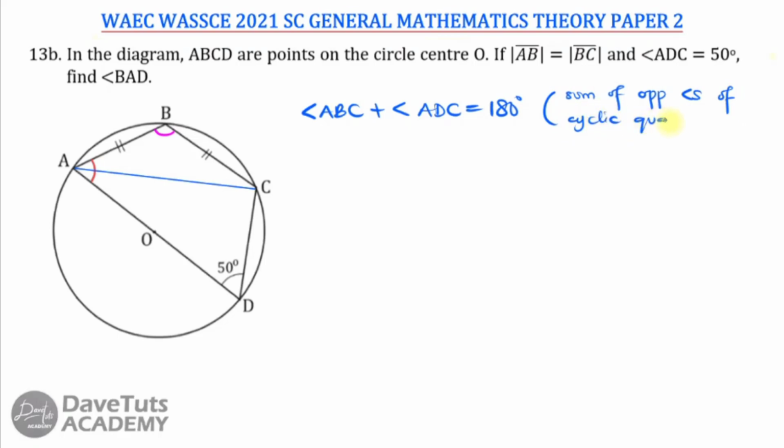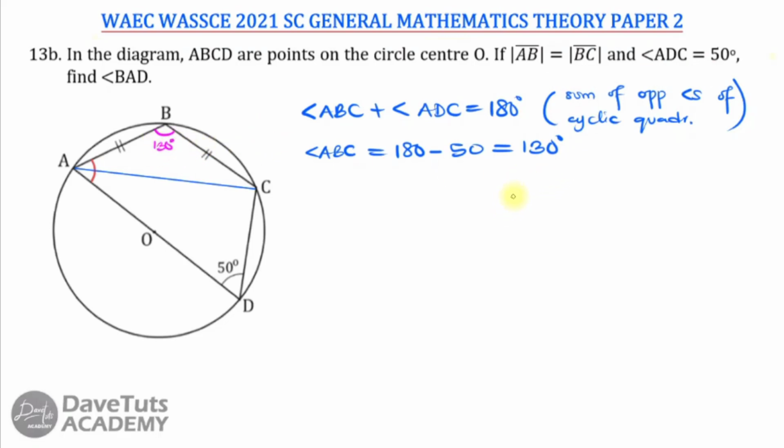So our understanding of that will help us to solve this question. And then we have given ADC as 50. So ABC, that means that angle ABC will be nothing but 180 minus ADC, and ADC is 50. So this is 130 degrees. So we can just append it on the diagram that this is 130 degrees.